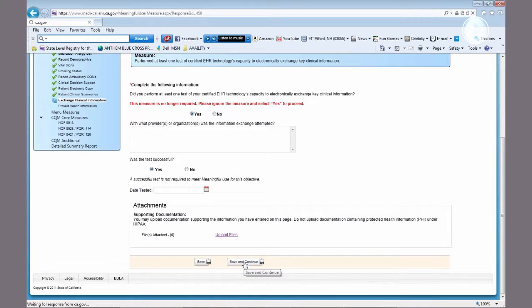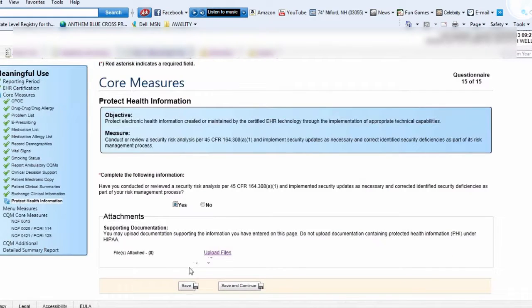This measure for exchange clinical information has been deleted. Select Yes, then Save and Continue to go to the next measure. Protect health information is the last core measure. Select Yes if a security risk analysis was conducted, appropriate updates implemented, and deficiencies corrected.